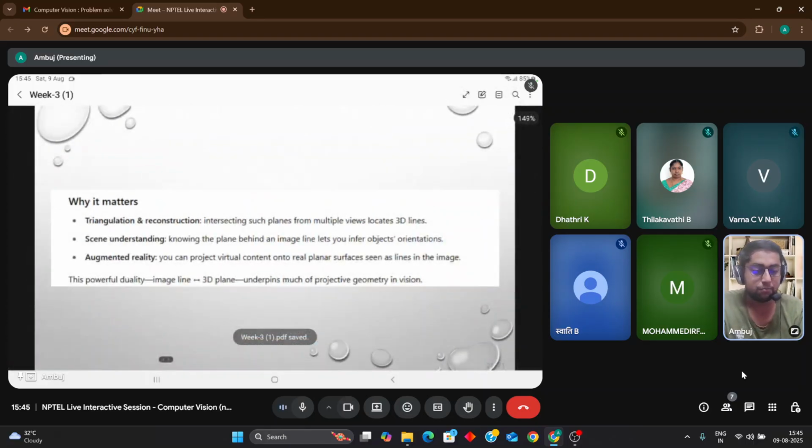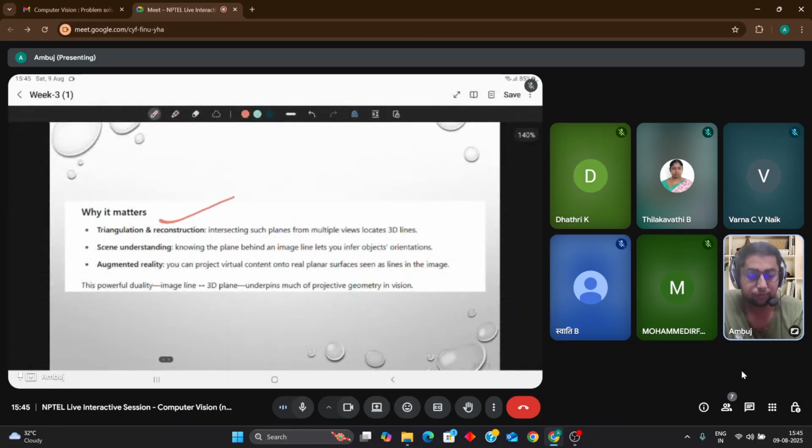This matters for triangulation, for reconstruction, and for scene understanding. Scene understanding means calculating the distances of different objects from a 3D or a 2D image. It is also important in augmented reality as well as virtual reality. This is a very important duality, in which an image line is transformed into a 3D plane, and it underpins much of the projective geometry in vision.